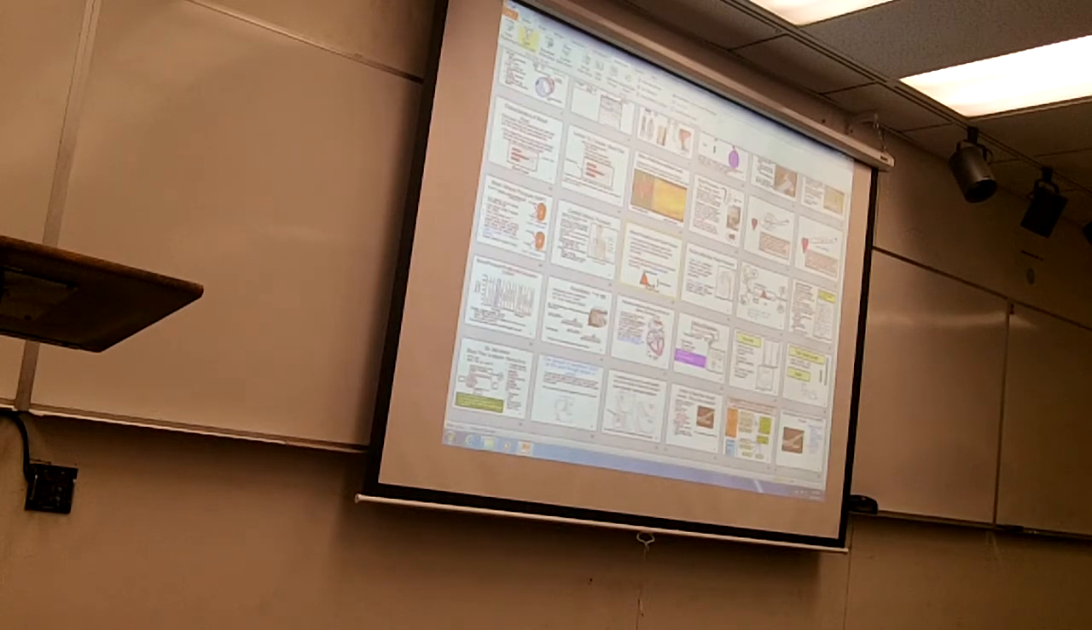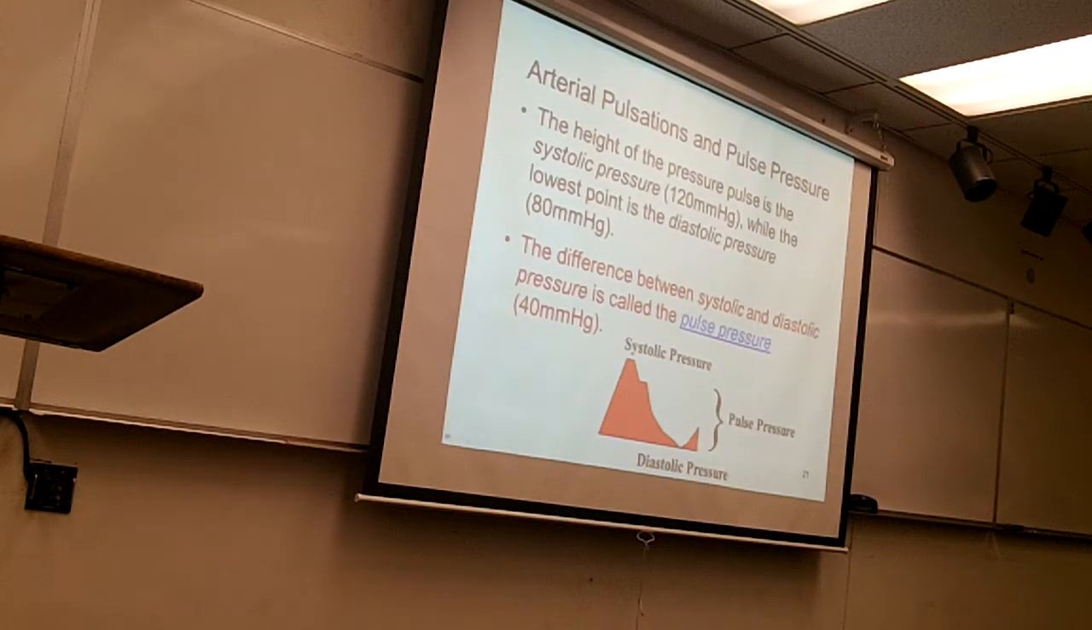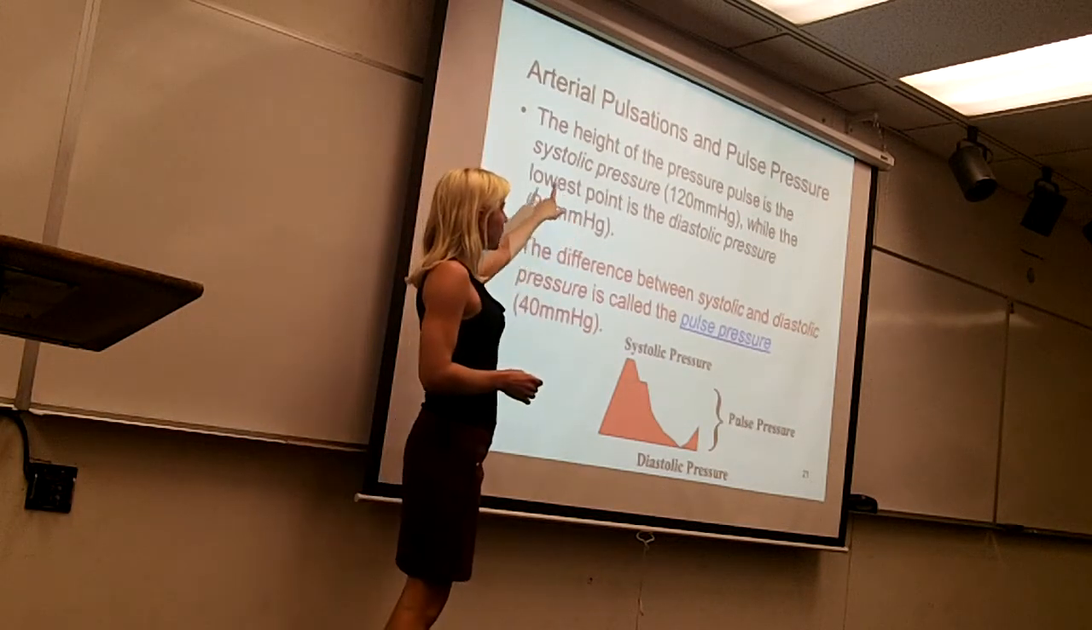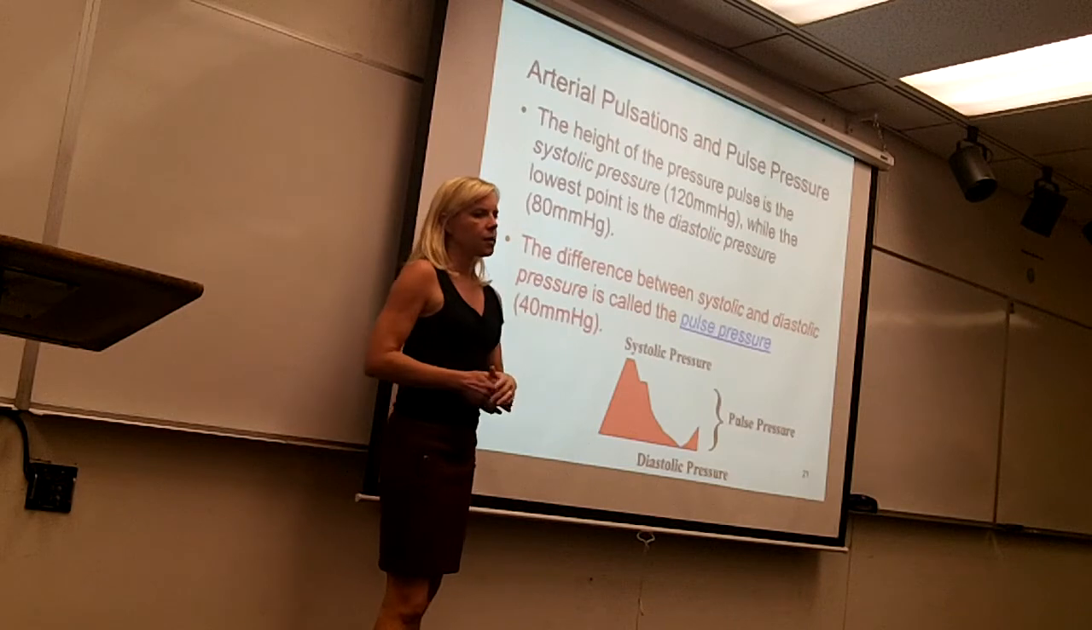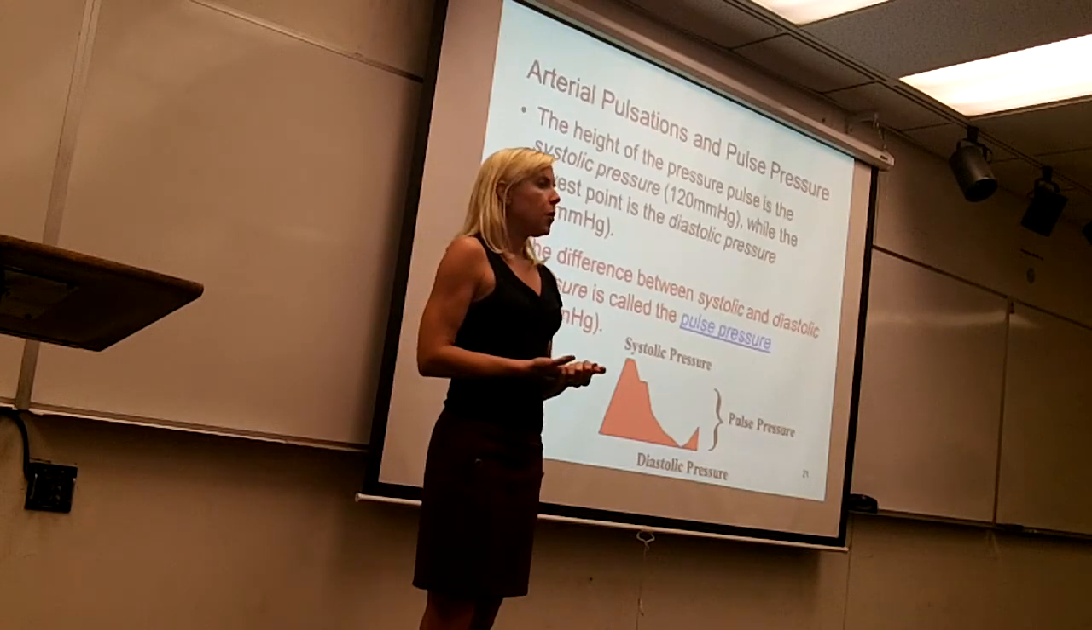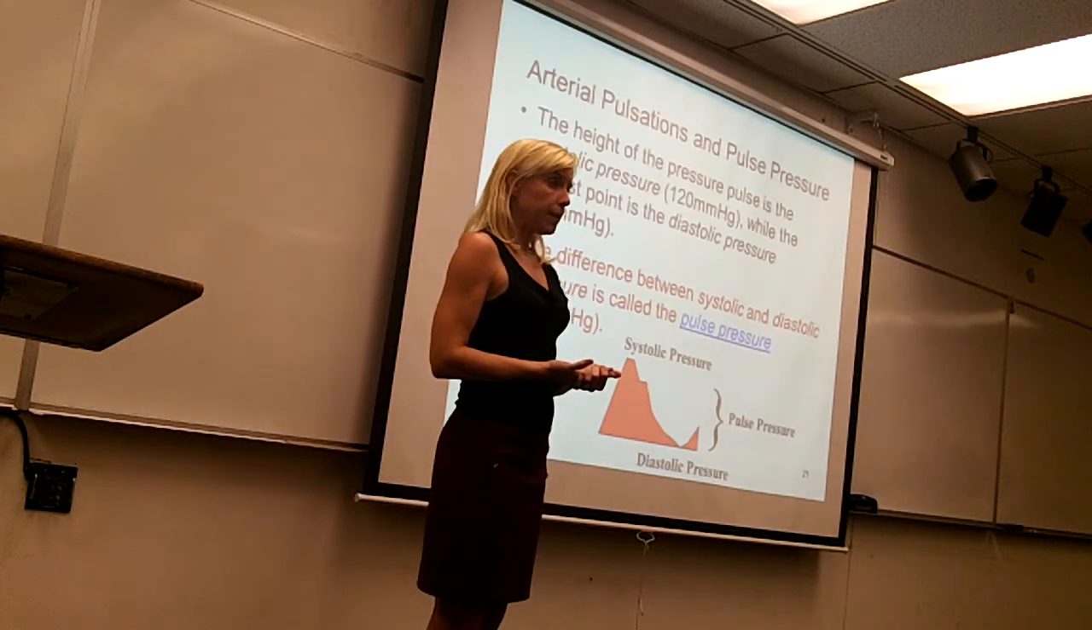We just learned about central venous pressure, and there's some more terms that I need to teach you. Pulse pressure is the difference between systolic pressure and diastolic. So if we take a typical 120 over 80, the pulse pressure would then be 40.